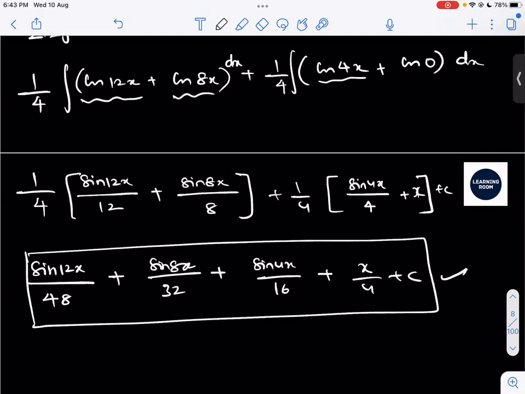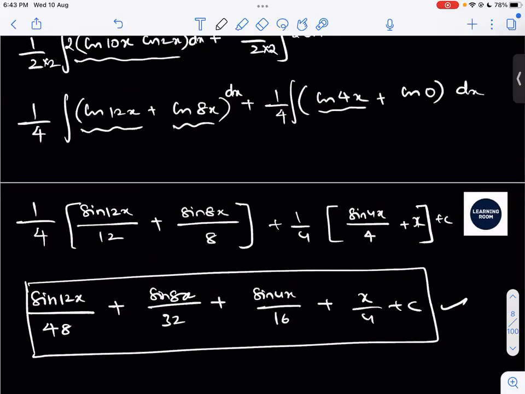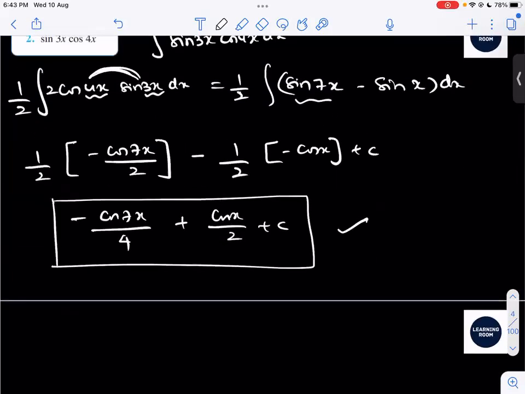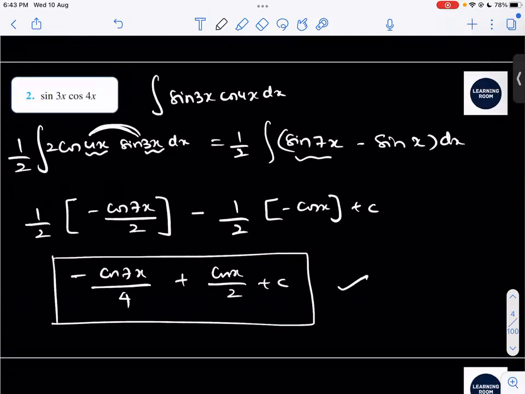Sir, in the previous question, the final answer, so the last question, shouldn't it be minus cos 7x by 14? Why is it cos 7x? Oh, sorry, I made a mistake. Yes, it is 7 here. So it is 14. Correct.